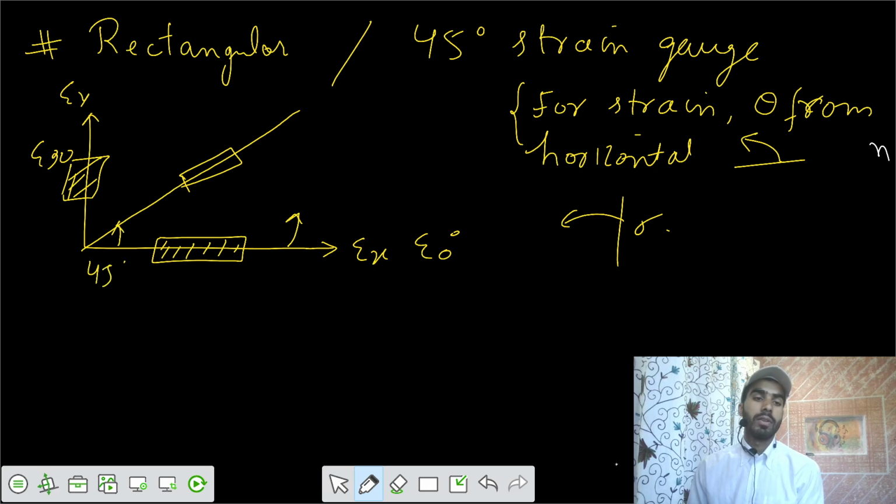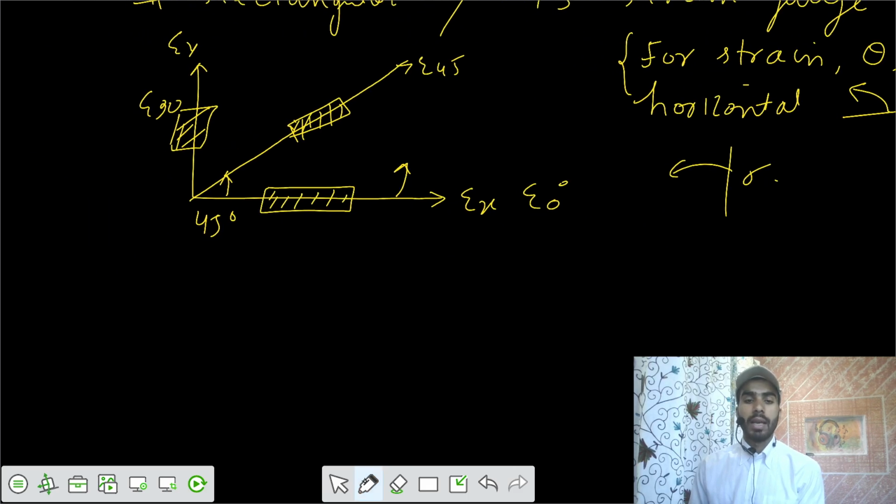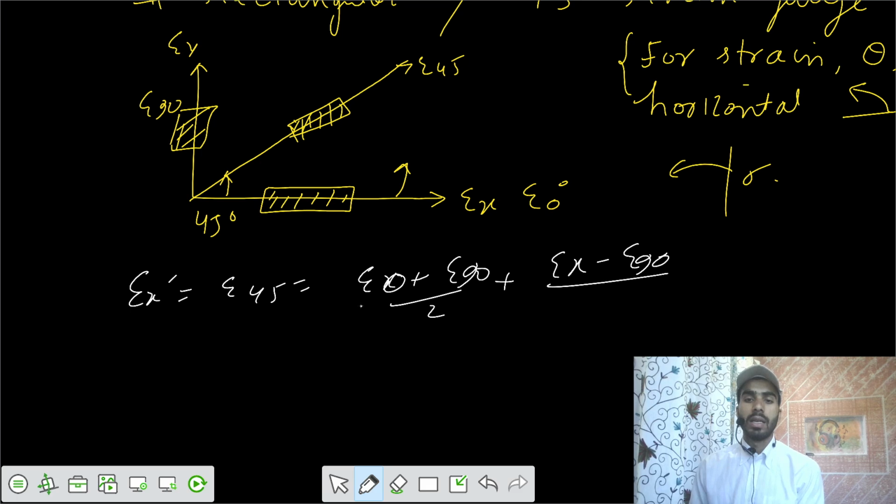So this is 45 degrees. So this is E45, next to the third strain gauge. Now if you want to get any theta, I would write the equation in terms of EX and EY. I would write EX dash equals E45, and that equals EX plus EY by 2 plus EX minus EY by 2 cos 2 theta plus gamma XY by 2 sine 2 theta.